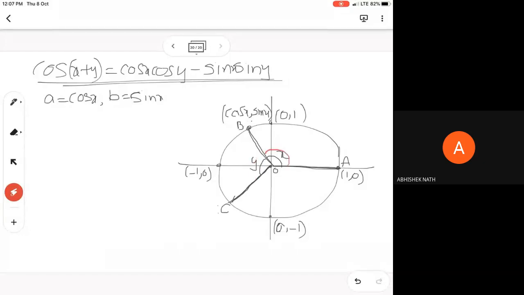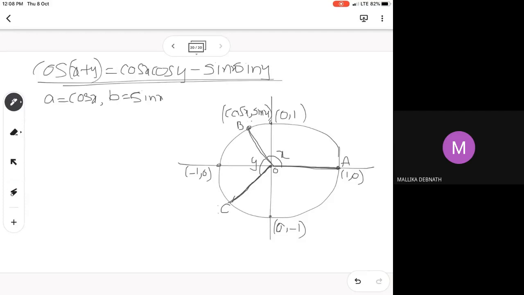What is the measure of this angle you are going to get? Here to here it is x, and here to here it is y. So the total from here to here is x plus y. Simple. So OC is making an angle of x plus y with the x-axis.